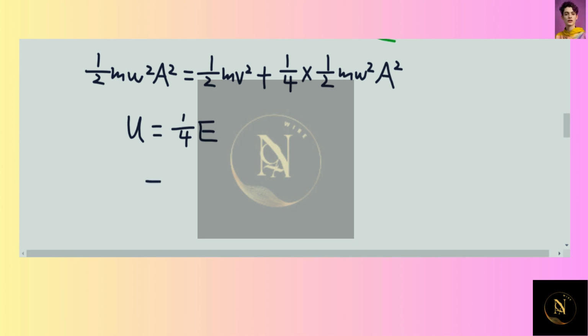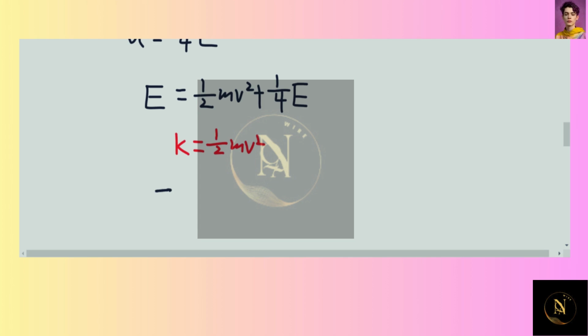So therefore, we have E, which is 1/2 m omega squared a squared here, is equal to 1/2 mv squared plus 1/4 E. And we know kinetic energy is equal to 1/2 mv squared. So therefore, the kinetic energy K here can be equal to E minus 1/4 E, which is 3/4 E.